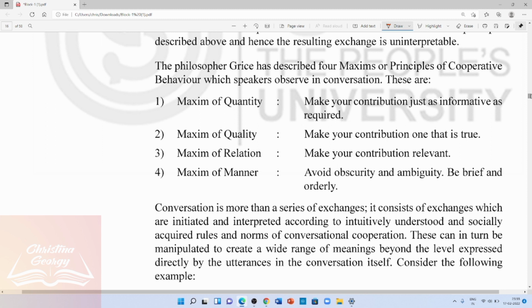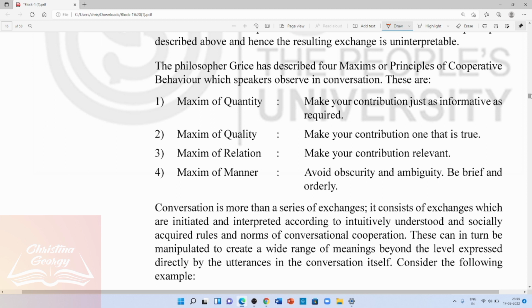According to the maxim of quantity, make your contribution just as informative as required. According to maxim of quality, make your contribution one that is true. Maxim of relation, make your contribution relevant. And as per maxim of manner, avoid obscurity and ambiguity. Be brief and orderly as possible.